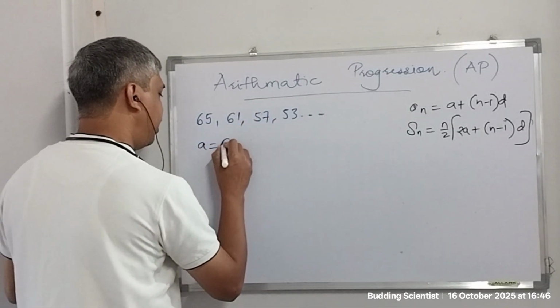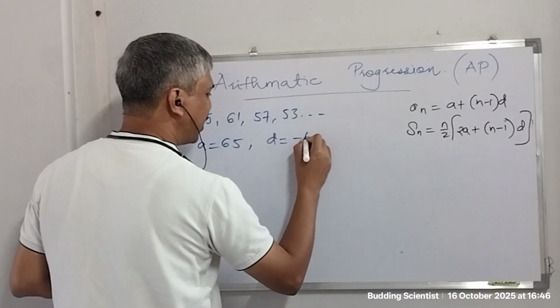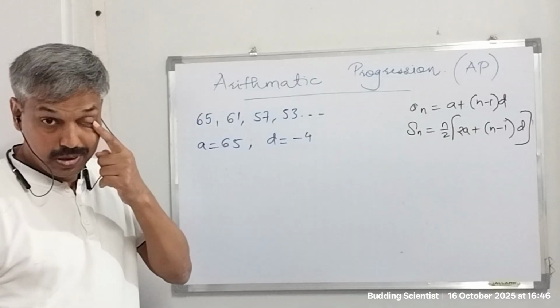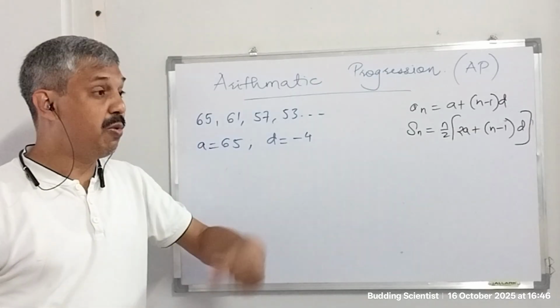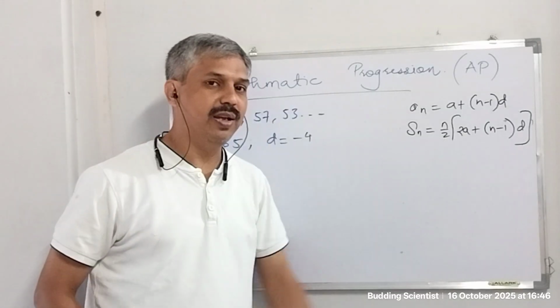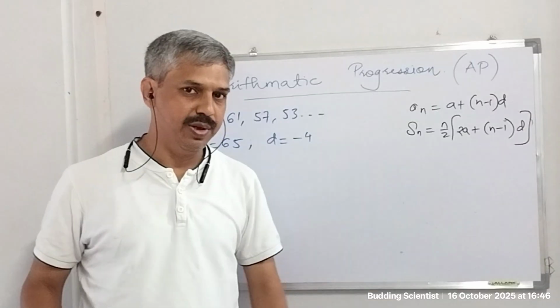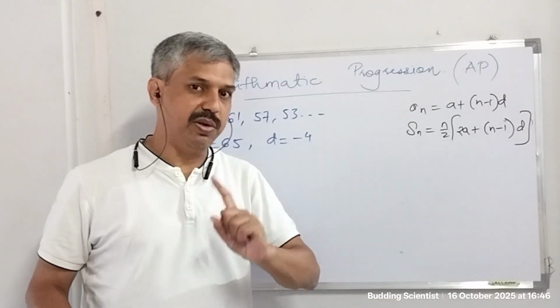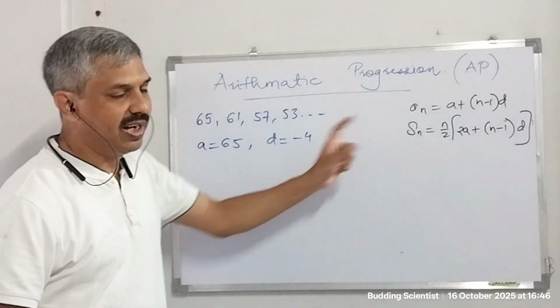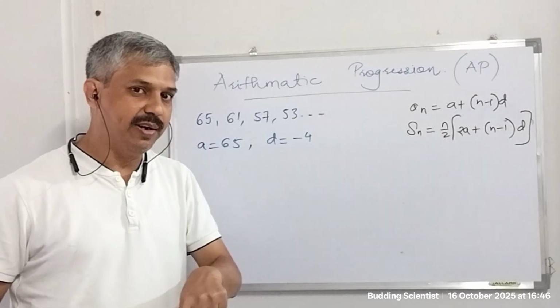So a is equal to 65 and the value of d is 61 minus 65, which is minus 4, we know that. So every next term will be smaller than the previous term by 4. Eventually, there will be one term which will be negative. After that, every term will be negative. So what is the first negative term? We are not asking about the second, third, fourth negative term or whichever other term. Only the first negative term.